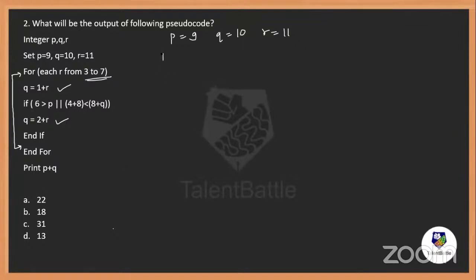So iteration 1. When my R value is 3, we will be calculating Q first. Q is equal to 1 plus R, means 1 plus 3, that will become 4. Then check the if condition. 6 is greater than P value, that is 9. Now here my condition is false, but they have used logical OR.